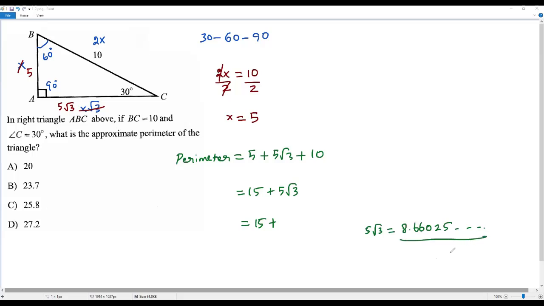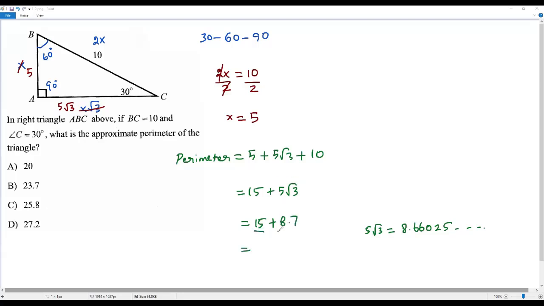Now we can round this value to the nearest tenth, because we have only one digit to the right of the decimal point in 3 answer choices. So when I round this to the nearest tenth, it will be 8.7. So we can write 8.7. This is the approximate value of this 5 square root of 3.